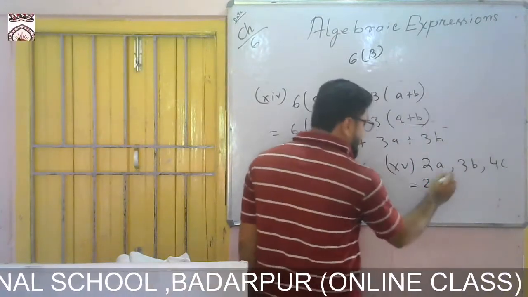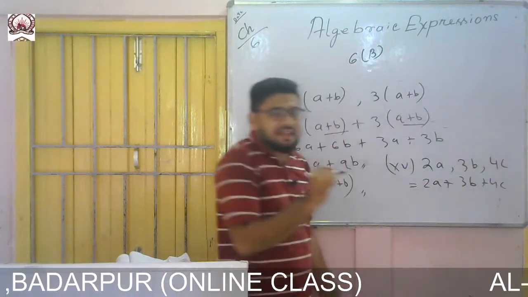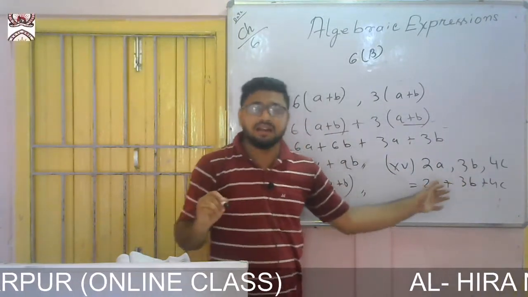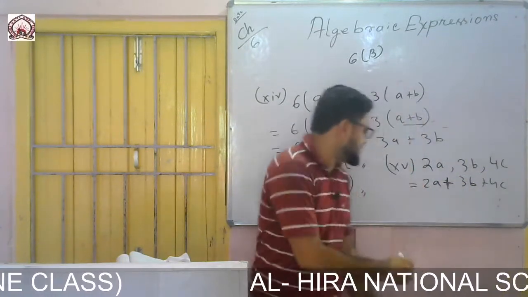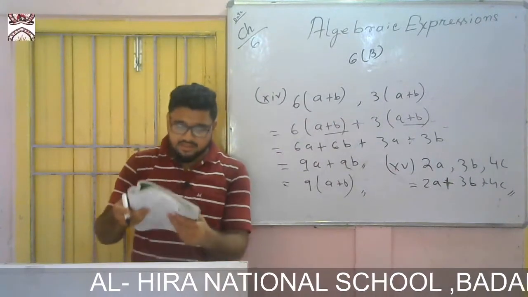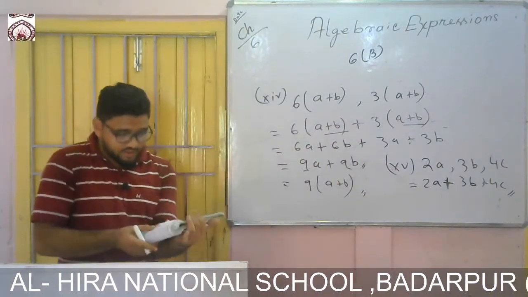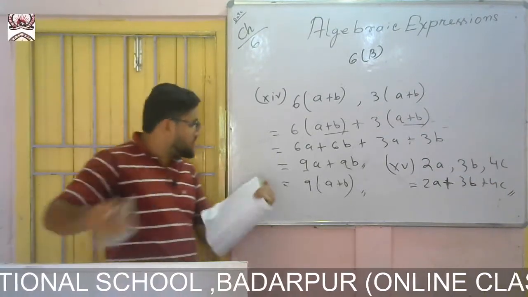Twice a, then in place of comma plus 3b plus 4c. Because there is no like term, I cannot add it. Understood? So that is the answer. Now come to question number 2. Simplify. So you see question number 2, what is there? Simplify.